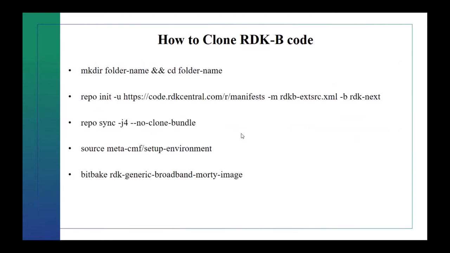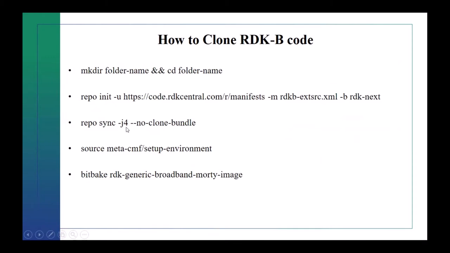First, you need to create a directory. Then a repo should be initialized with a particular branch name. There are many different branches, but we commonly use RDK next because this branch will have the most recent updates and the new features of RDK. So we'll be using RDK next more frequently. And also, next we'll sync the repo.